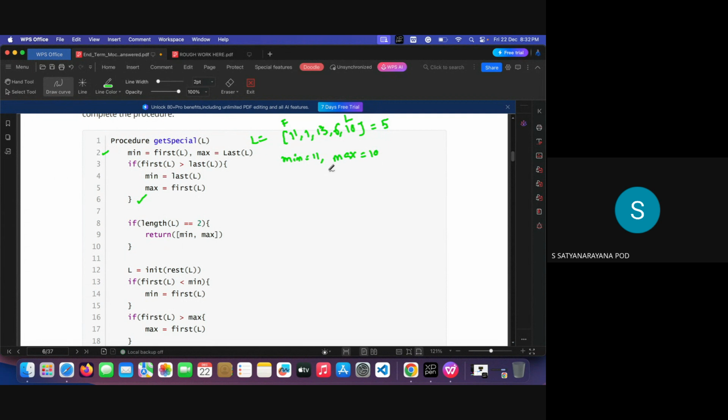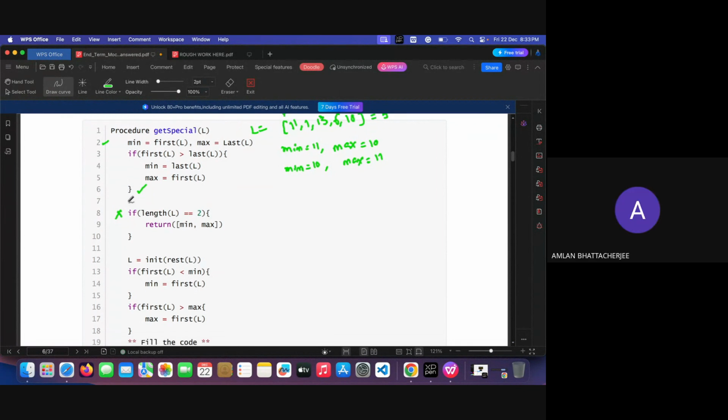So then swapping of min and max is done. Simply, min will become 10, max will become 11. This arrangement is there for when the size of the list is going to be only 2. Right now the size of the list is not 2, so this if condition is not executed. This part is not executed. Up to here, it's okay, no? Sixth line clear? Yes, sir.